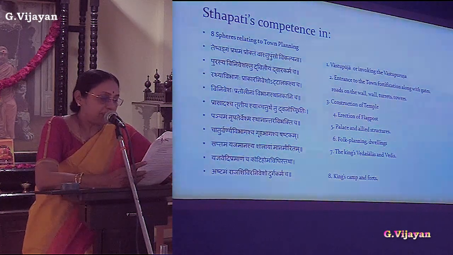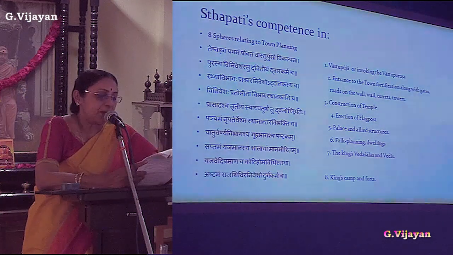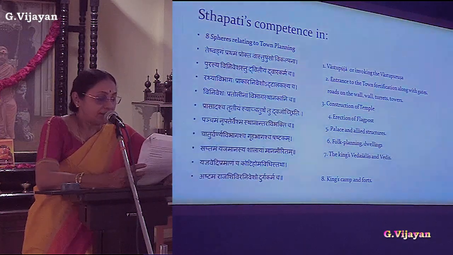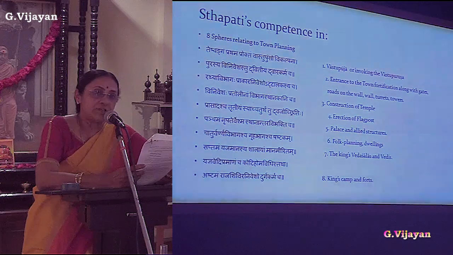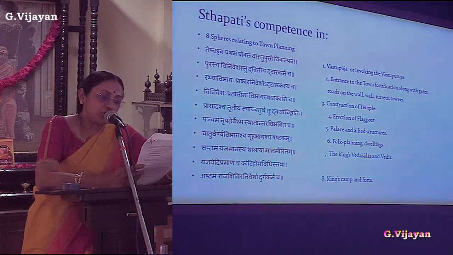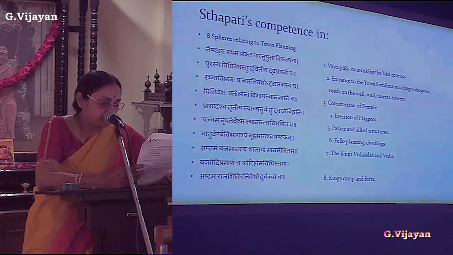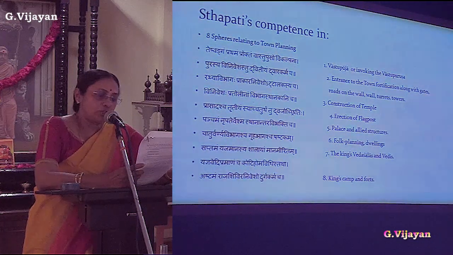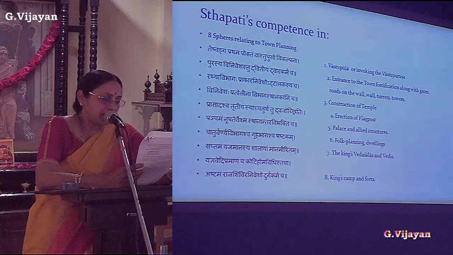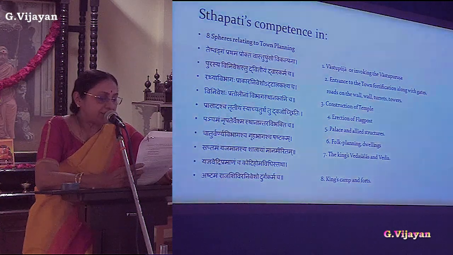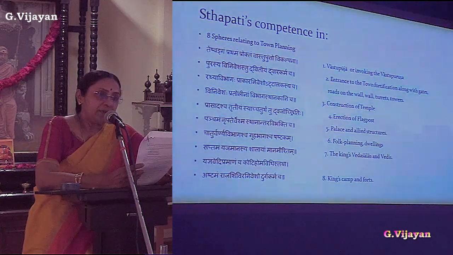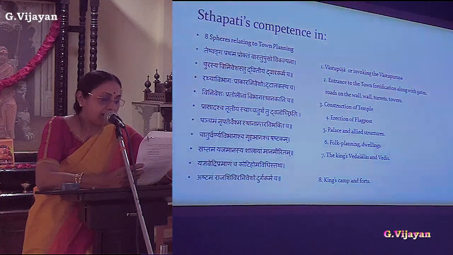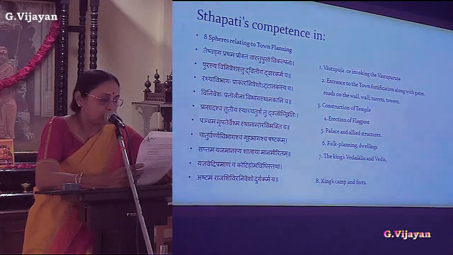The best Sthapatis were adept in 8 branches of Sthapatya that included designing the layout of the town according to Vastupada Vinyasa, construction of fortification and gates at the entrance, erection of walls, roads, drainage system, water sources, construction of civic amenities, public buildings, palaces and temples, erection of flagposts, the Vedic altar, camps and forts.